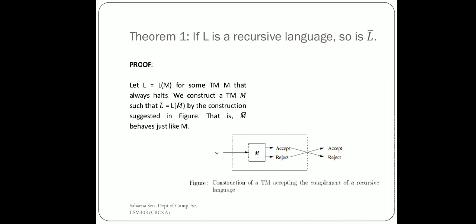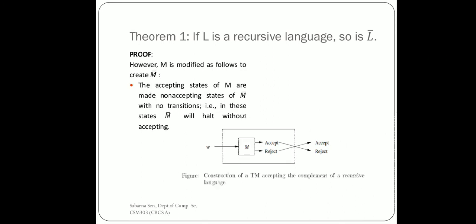What we will assume first is a language L for some Turing machine M that always halts. Why? Because it's a recursive language, it is going to halt always. We know the property already, right? Now we have constructed a Turing machine M dash such that the language accepted by M dash will obviously be L dash. Just see the diagram, we have depicted it.